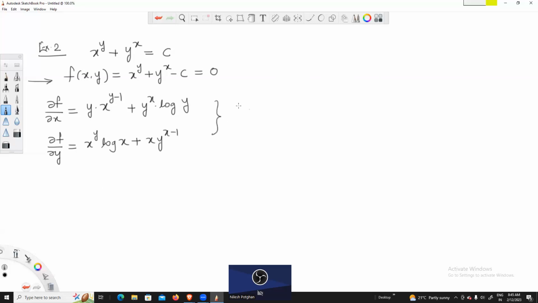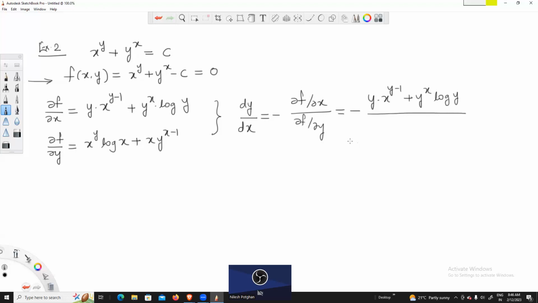And now from this, you can find your dy by dx. dy by dx is equal to minus of del f over del x divided by del f over del y. So this would be minus of del f over del x, which is y into x raised to y minus 1 plus y raised to x into log y, divided by x raised to y times log x plus x into y raised to x minus 1.